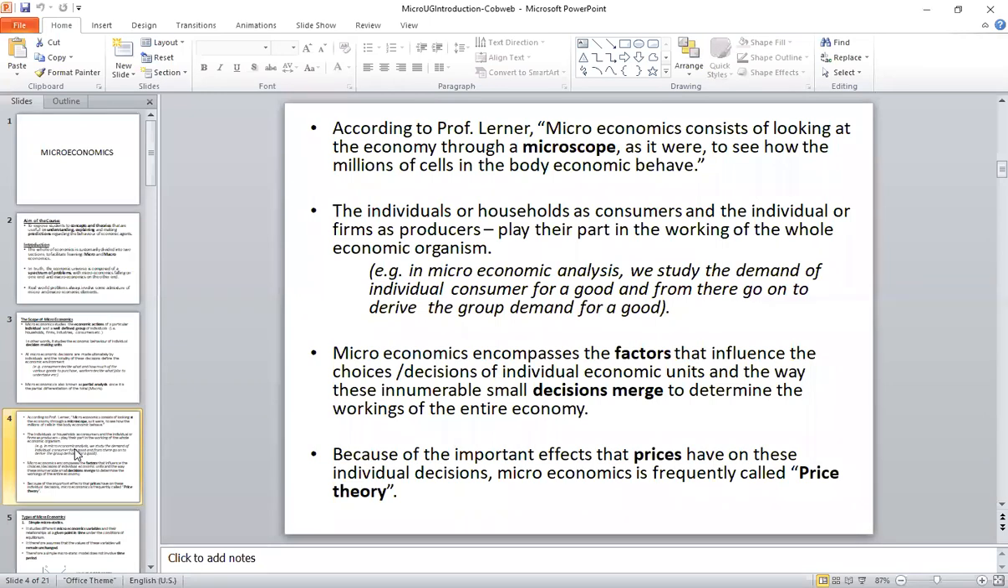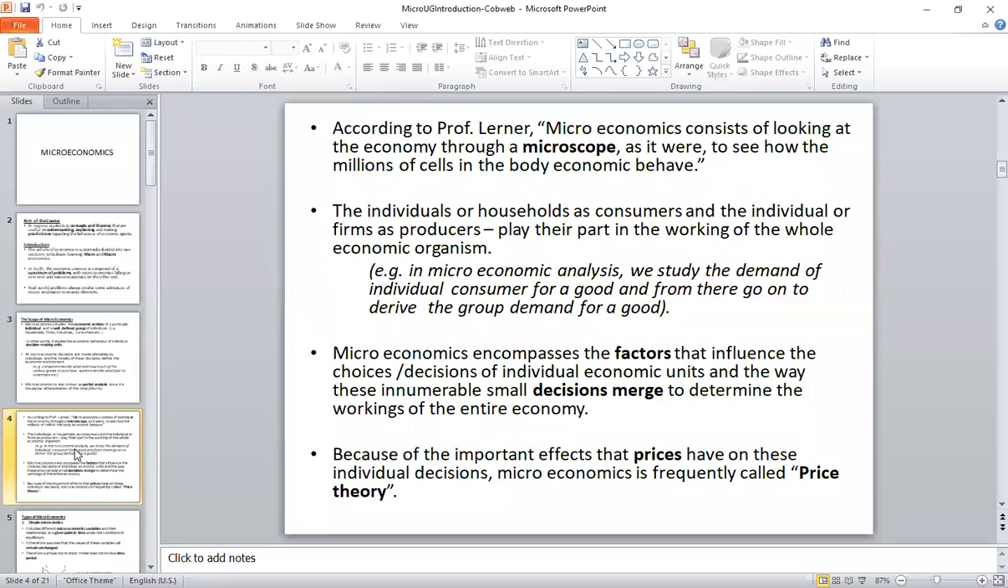Now we have the individuals, or you can say households, as consumers. In other words, we have the consumers on one hand, and we also have the producers on the other. So you can refer to firms as producers on the other hand. And these play their part in the working of the entire economy. That is why each individual is important.